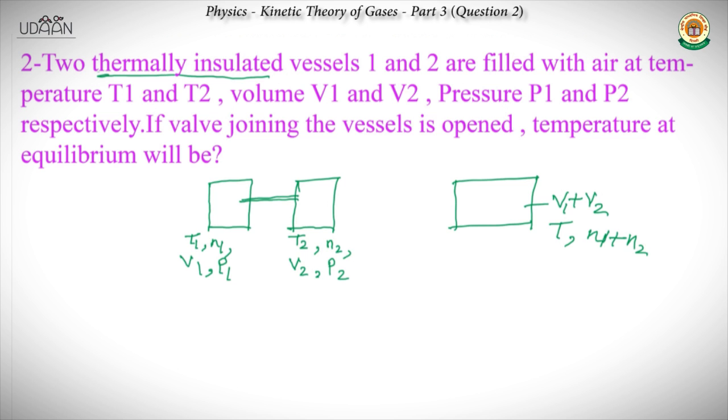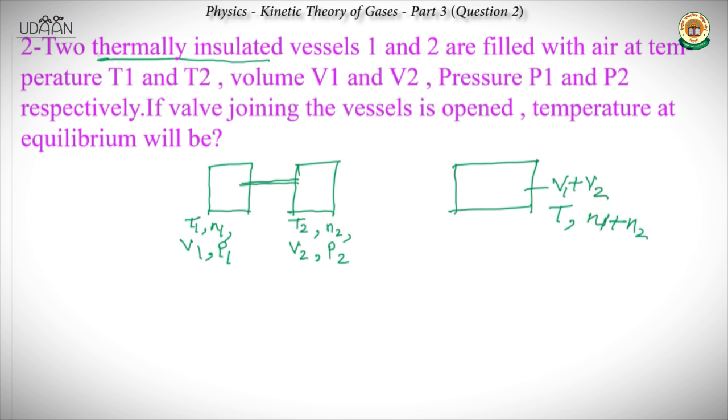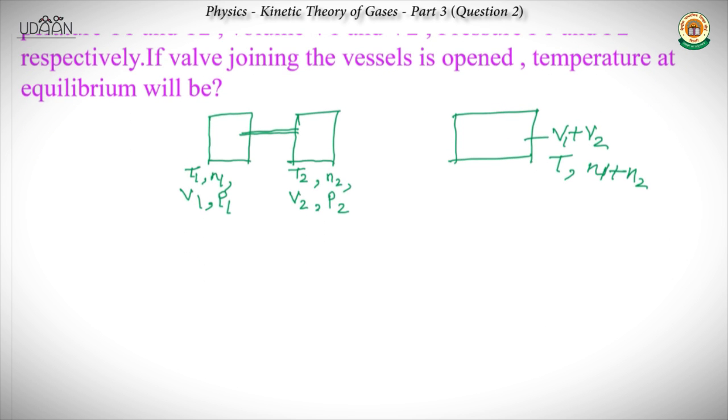Suppose we look at the volume of the whole system. Before, it was V1 and V2, and their sum was V1 plus V2. Finally we also have a volume of V1 plus V2. So no work has been done. And since they are thermally insulated, no heat was supplied, nor any heat given out. So the internal energy of both of these before would be equal to the total internal energy of the final one. Let's write that down.